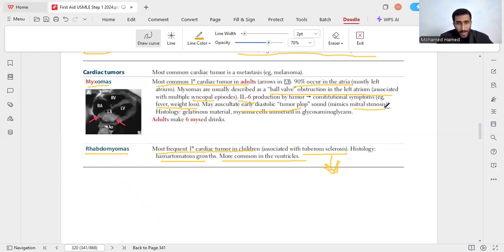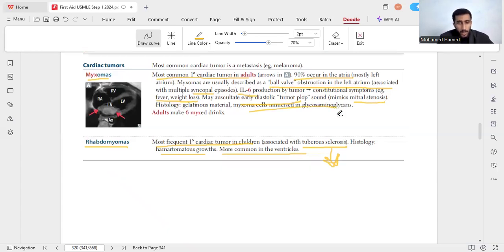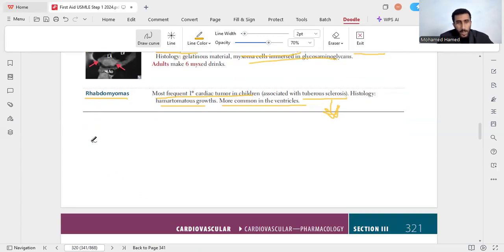The mitral stenosis will also have an early diastolic sound, so that is the tumor plop. And there is gelatinous material and the myxoma cells immersed in glycosaminoglycans, versus the hamartomatous growth for rhabdomyomas.